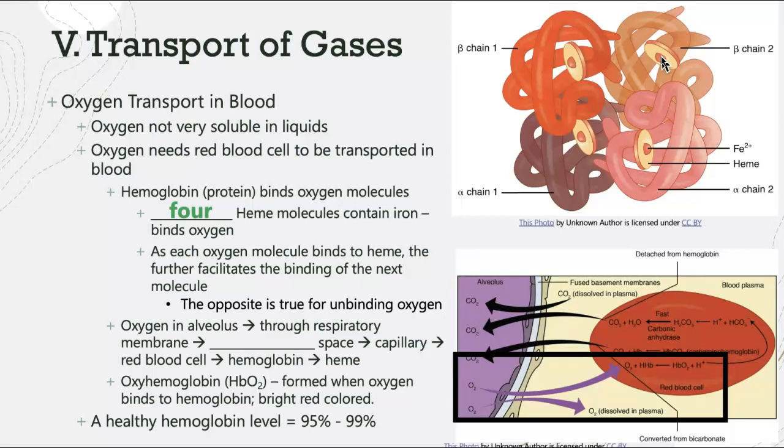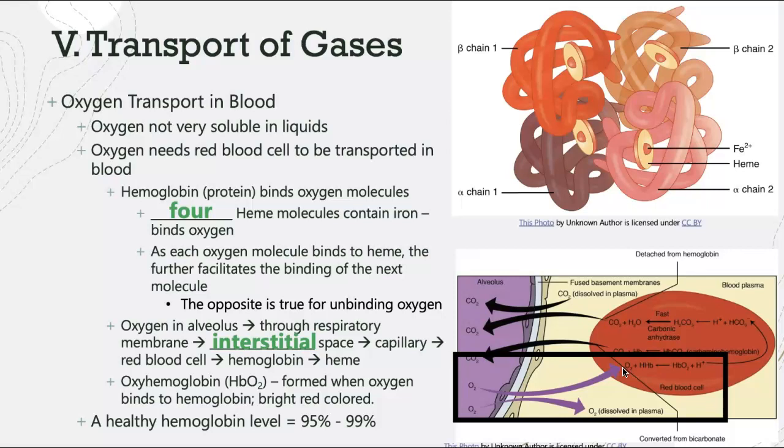The opposite is going to be true for unbinding. So as oxygen starts to leave these iron molecules, then the other oxygens are more lax and want to leave the iron as well. So how does this work? In our alveolus here, our oxygen is going to move through the respiratory membrane and enter through our interstitial space here and into our capillary. Our oxygen will then find our hemoglobin molecule and bind to the heme.